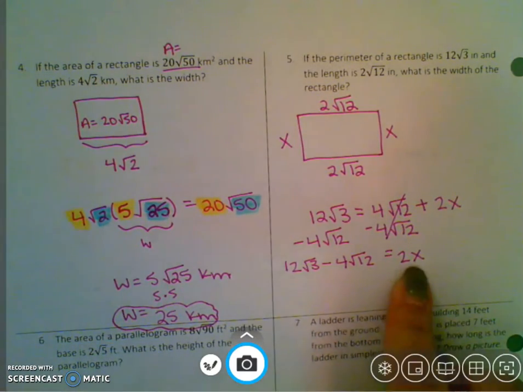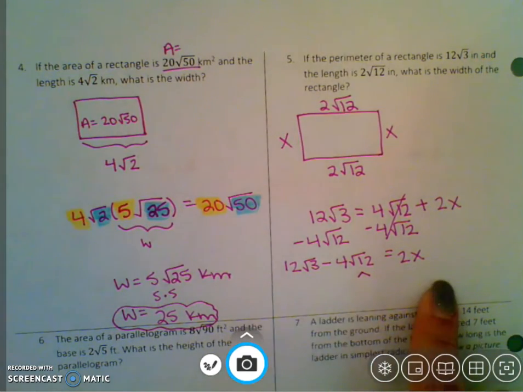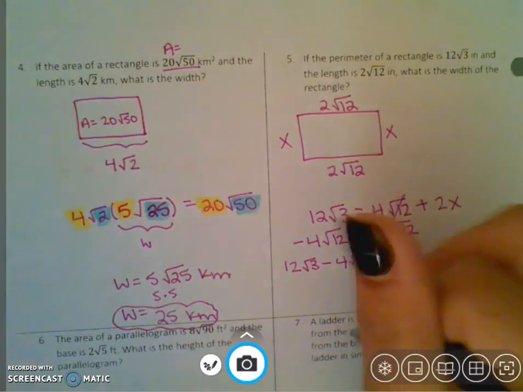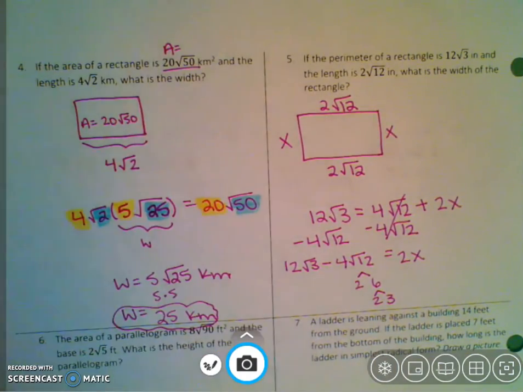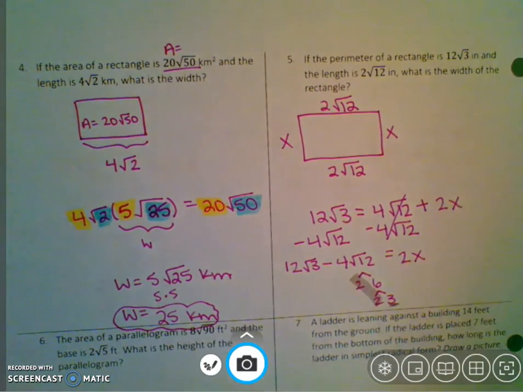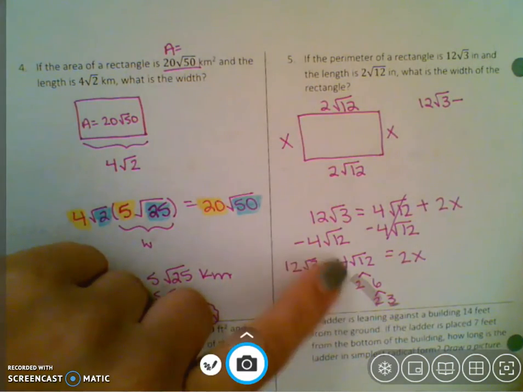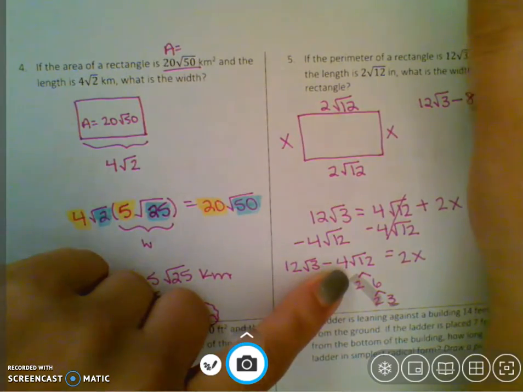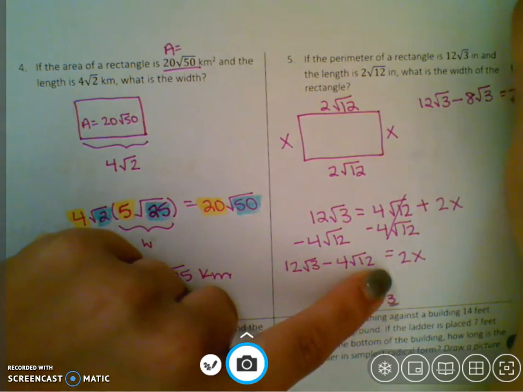I'm not even going to mess with the 2x yet because I think 12 breaks down. So let me see if I can break 12 down to get this guy all one thing, and then I can deal with the 2. So 12 is going to be 2 times 6, 2 times 3. Yep, I have a pair. I have a pair of 2's and a lone 3. So I'm going to write up here now. This is 12 root 3 minus, these 2's come out, so 2 times 4 makes 8, square root of 3, and it equaled 2x.